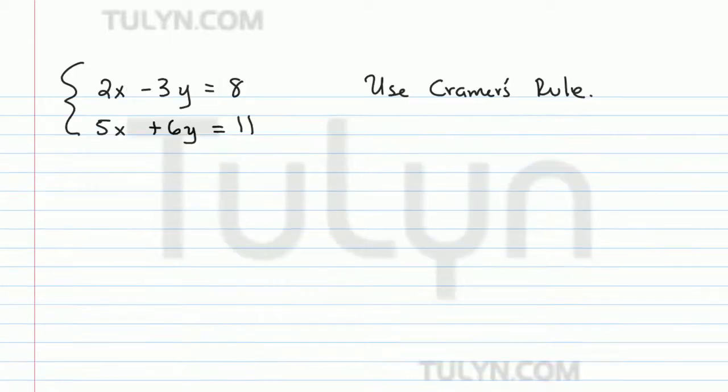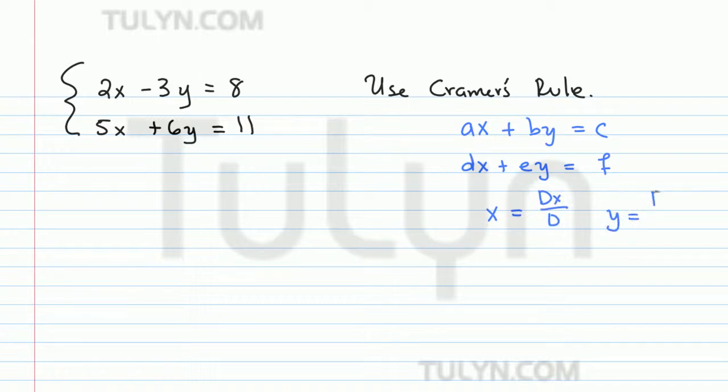Now remember, in general, if you have a regular system of linear equations, so ax plus by is equal to c, and then dx plus ey is equal to f, Cramer's rule is given by x is equal to Dx over D, and y is given by Dy over D. And if you recall, the way to find D is to do a 2 by 2 determinant matrix with the coefficients in x and y. So the first column would be a and d for the coefficients in x, and the second column would be b and e for the coefficients of y.